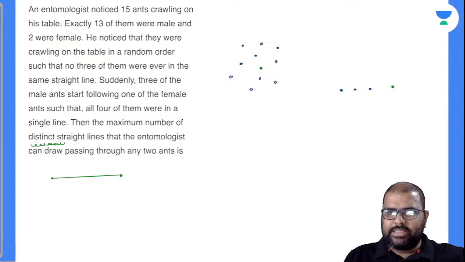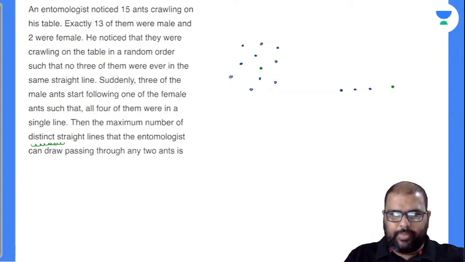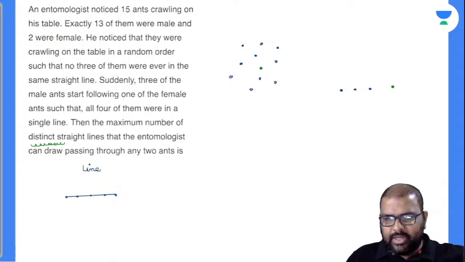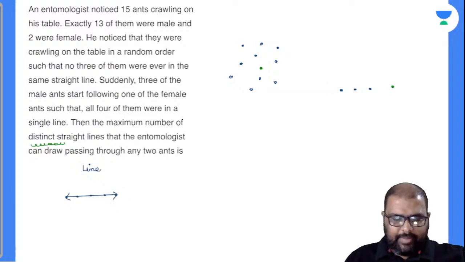So how many points are available here? I'll explain a little bit more geometry. First of all, what is a line? I'll draw here. When there are 3 or more points collinearly on a surface, collinearly means side by side on a straight line, by joining these points we form a line. This line will not have a starting point or an ending point. You can extend it unlimitedly.